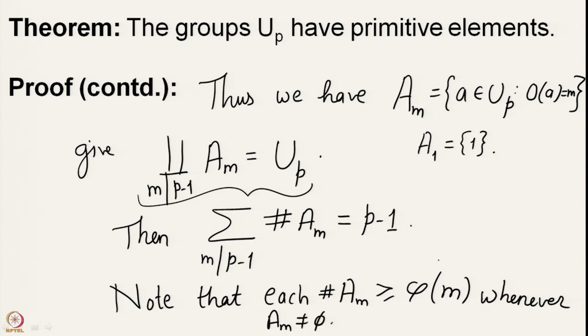So, start with an element A of order M. We are assuming that AM is non-empty, so there is an element A of order M. Then look at the cyclic subgroup generated by A. This will be the elements A, A squared, A cubed, and so on all the way up to A to the power M minus 1, and then A to the power M gives you 1. So, this is the cyclic subgroup of order M of the group UP.